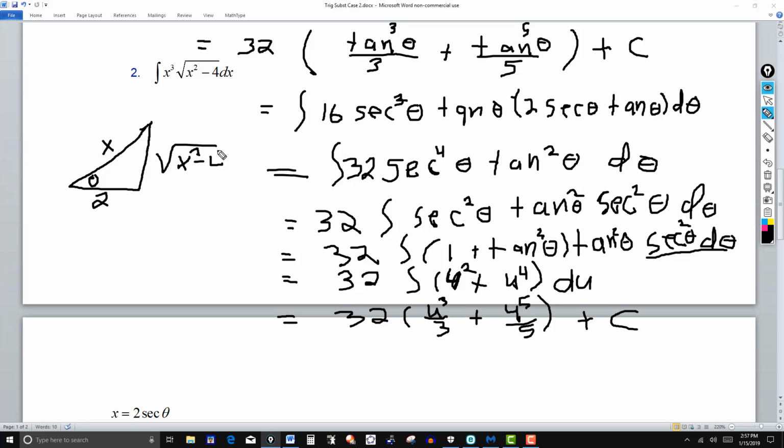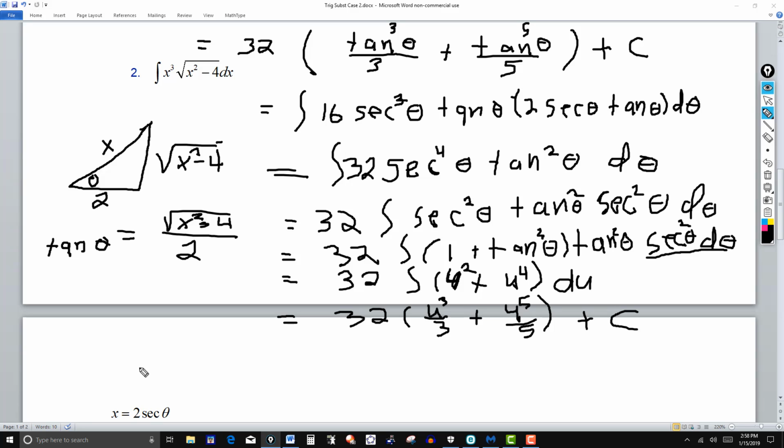Okay, so now this is actually the answer, but it's in terms of theta. From this triangle I can say that tangent of theta is opposite over the adjacent side, so this is the square root of x squared minus 4 over 2. So I have to replace the tangent here by this right here. Let me put it down here.